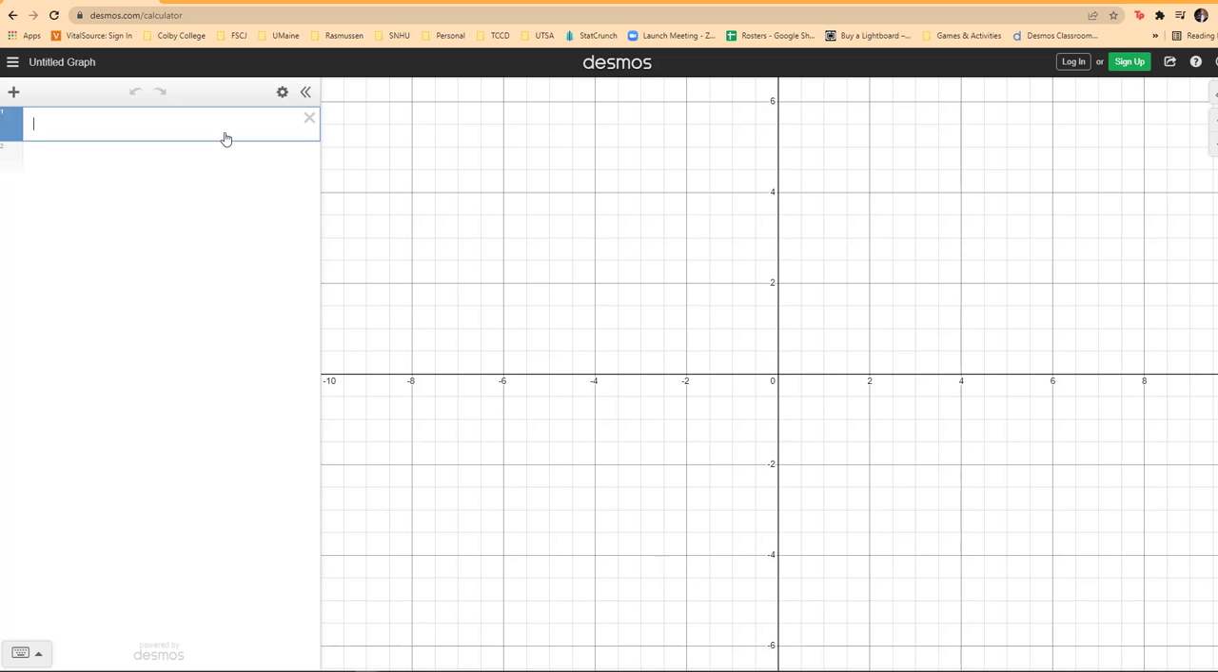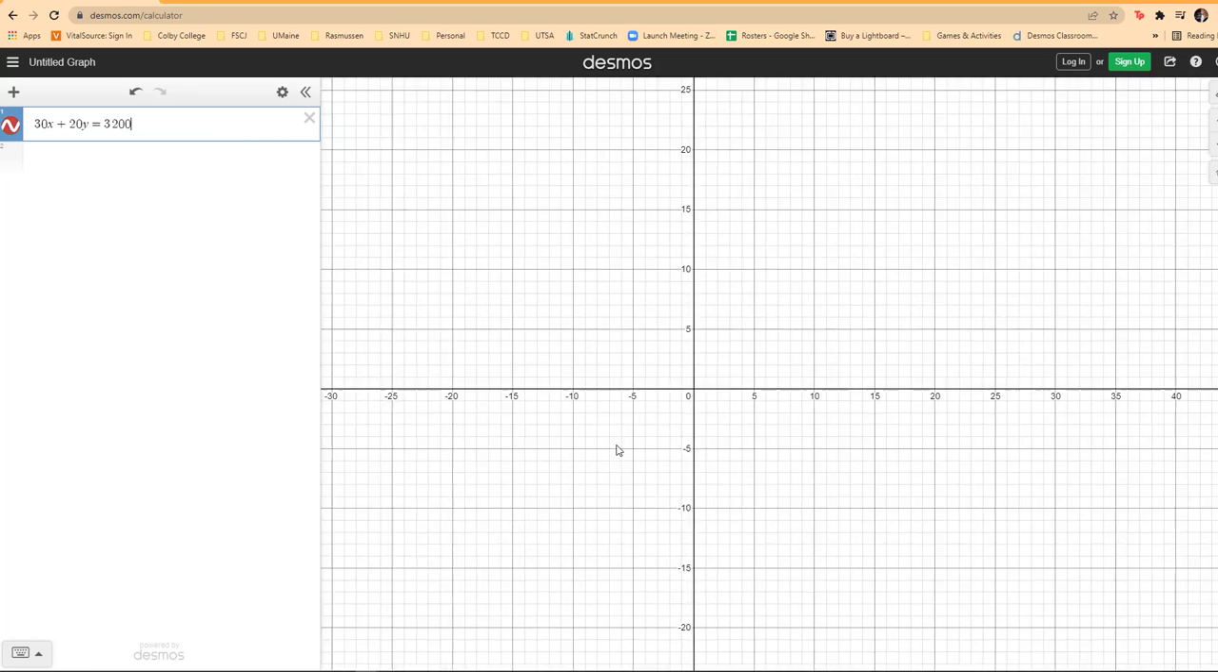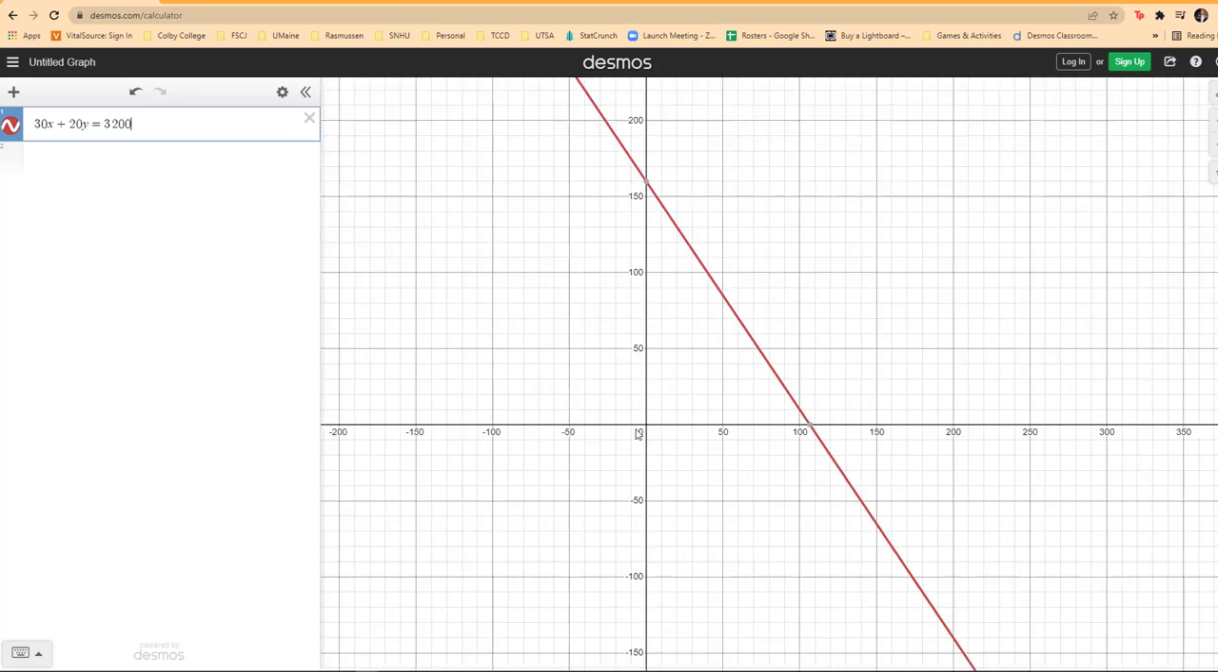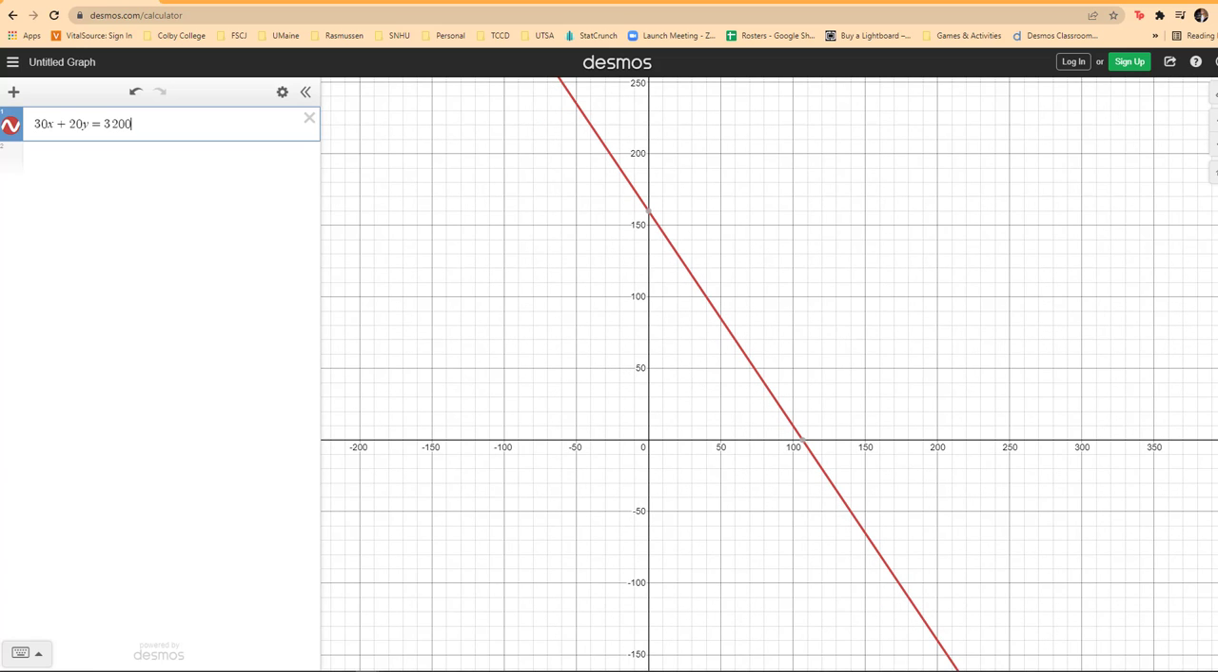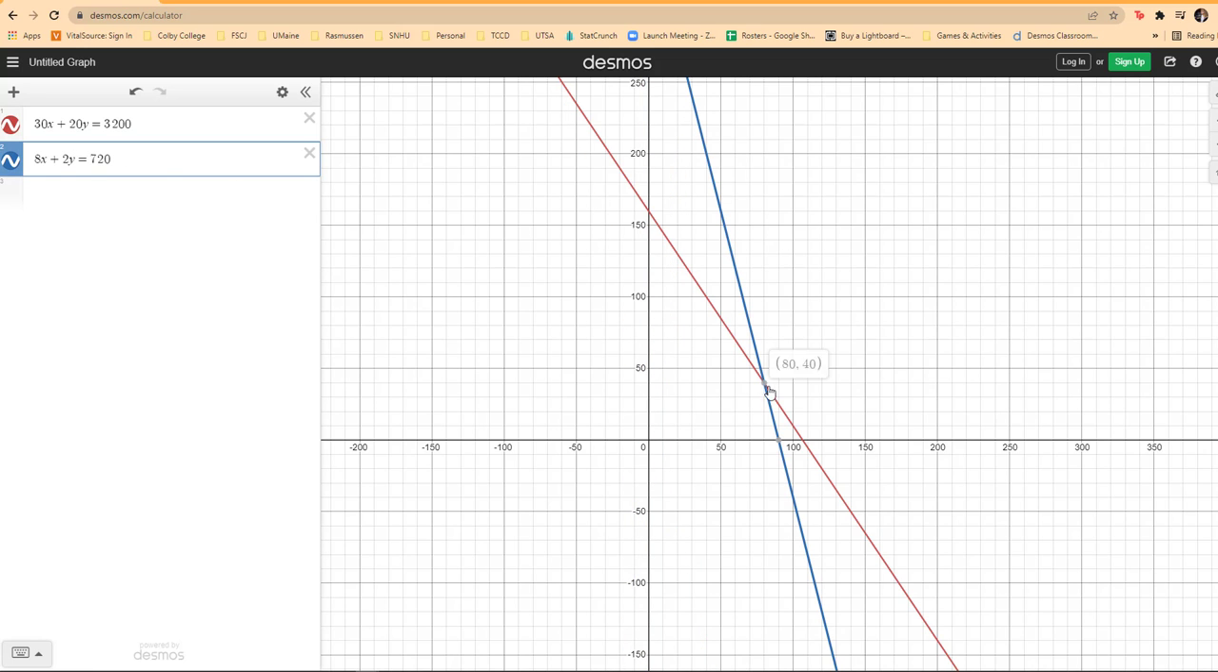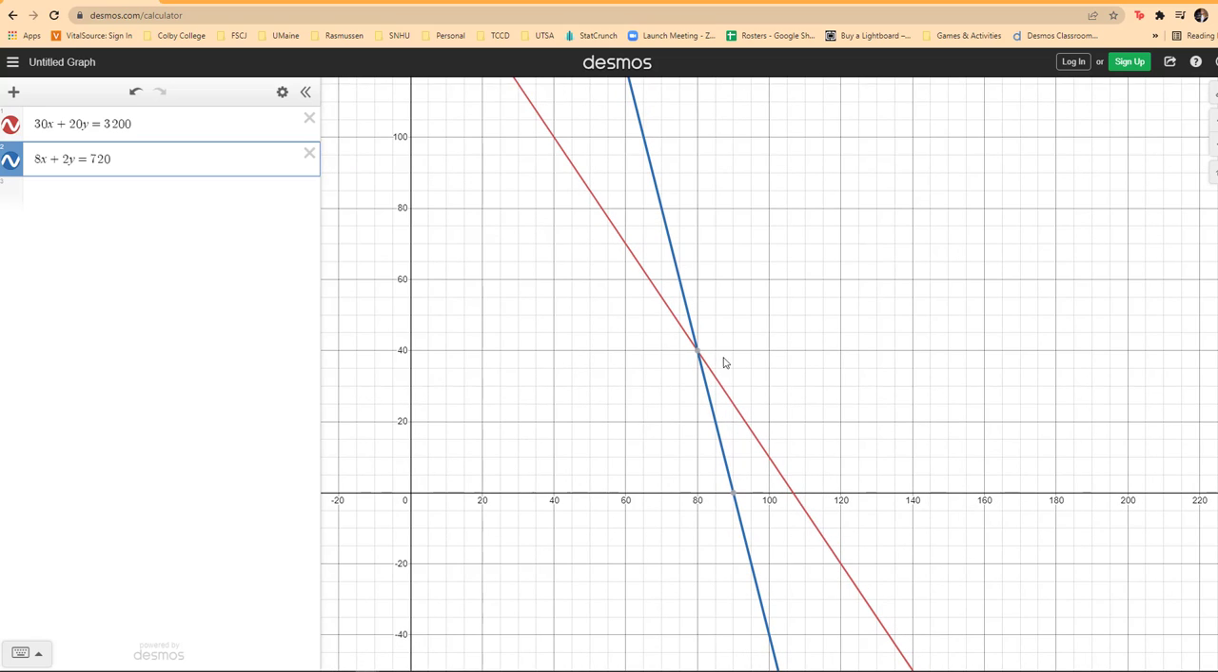All right. So I'm going to put in my two equations, 30x plus 20y equals 3,200. I probably need to zoom. I'm rolling my mouse if you're wondering how I'm zooming out. You can also use the plus and minus over here. And then I'm going to add an expression, 8x plus 2y equals 720. And what you're looking for is that point right there.